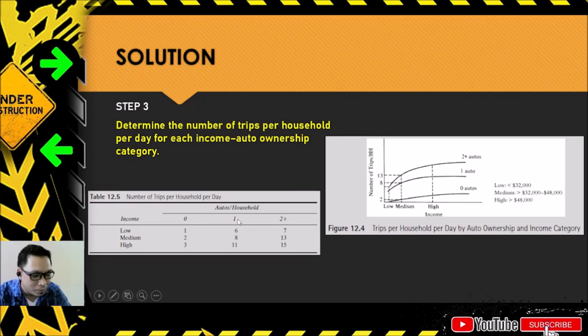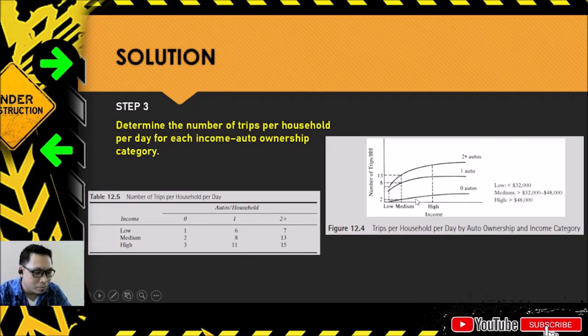Then we have 1 auto. For low income, that is 6. Then for medium, it intersects at 8. Then for high, preferably that will be around 11. We cannot tell exactly what the figures are here, but it is slightly below 13, so let us say 11. Then for 2 plus vehicles, for low income, it is below 8, so that is about 7. Then for medium, it intersects at 13. Lastly, for high income, it is above 13, so more likely 15.